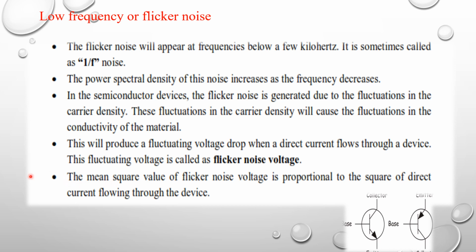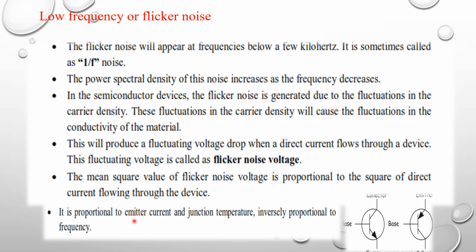For example, consider a transistor. The mean square value of the flicker noise voltage is proportional to the square of the direct current flowing through the device. Here the device is a transistor, so it is proportional to the emitter current, the transistor emitter terminal current, and the junction temperature, and inversely proportional to the frequency.